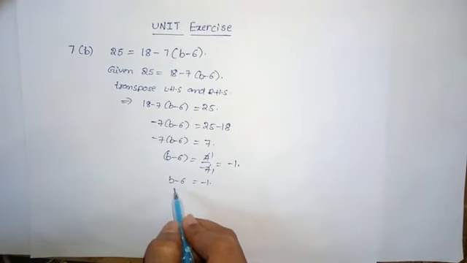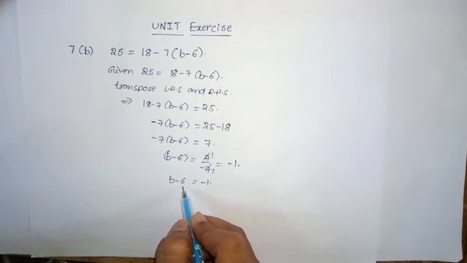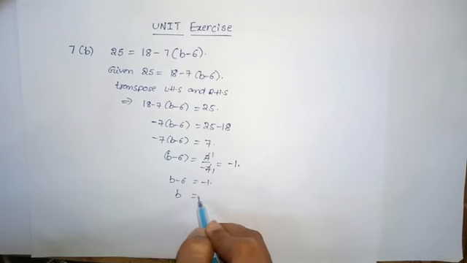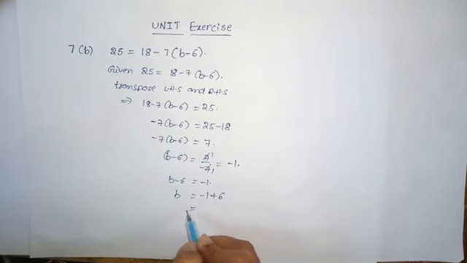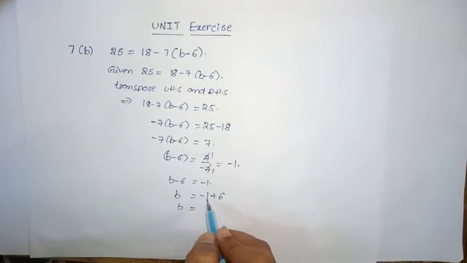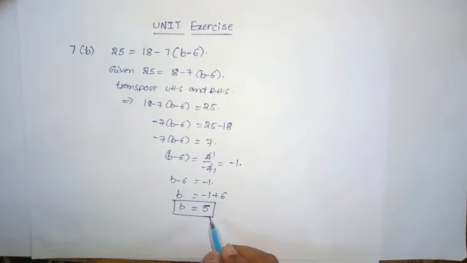So find out the B value. Minus 6 is transposed to the right side and becomes plus 6. So B is equal to minus 1 plus 6, which becomes 5. So B equal to 5 is the solution for the given simple equation. Now check whether B equal to 5 is true or false by using verification.